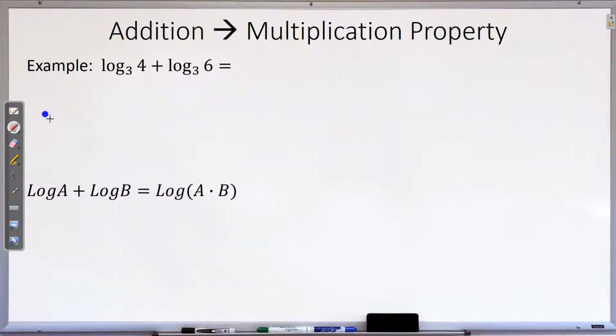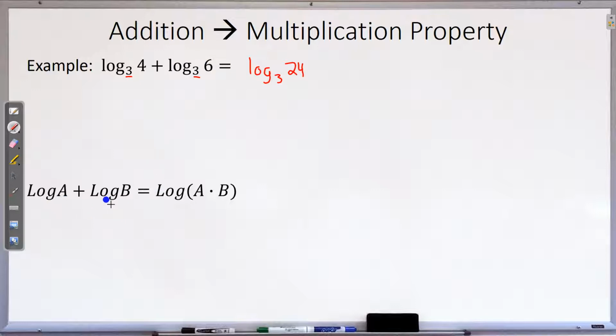This property says that if you have two logs that are adding, and you can see the bases are the same, what you can do is take the insides and multiply them. So this will be log base 3 of 24. And so we can condense the two logs into one. As long as the logs are the same base and they're adding, we can multiply the insides.